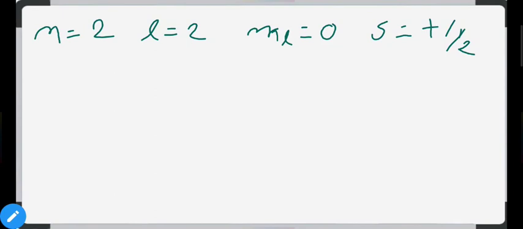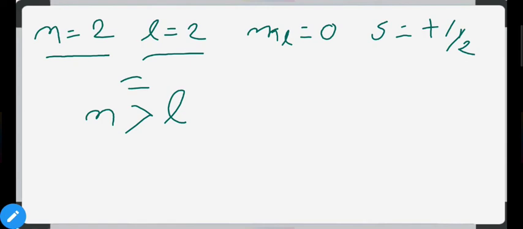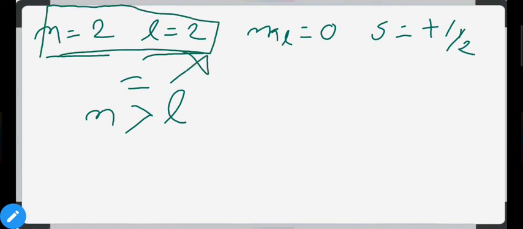Okay, second one, n is equal to 2, L is equal to 2, ML is equal to 0 and S is equal to plus 1 by 2. Let us start with the principal quantum number. It is 2. Now the subsidiary quantum number is also 2. As mentioned earlier, L must be smaller than n, and here they are the same. So that means this type of electron cannot be present inside the atom. Okay, no need to check further.